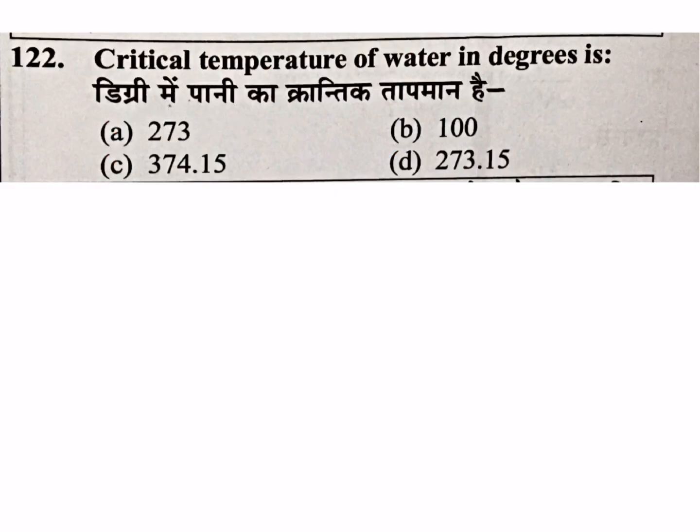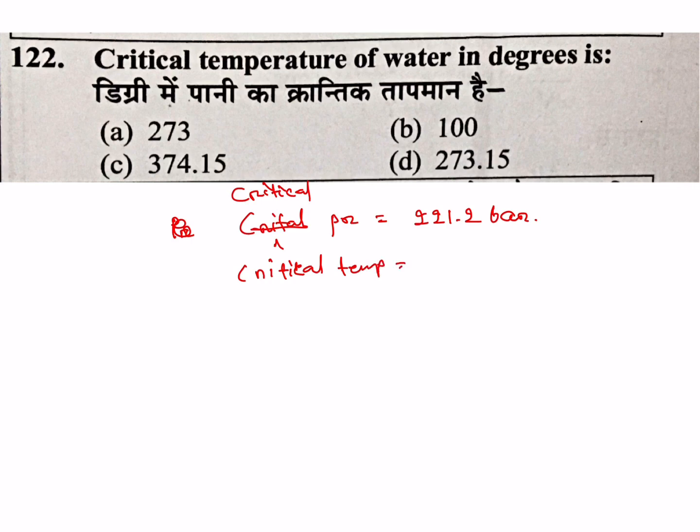Critical temperature of water in degrees is how much? So already discussed. Critical pressure is 221.2 bar. Critical temperature is 374.15 degrees Celsius. From the options, in degrees, yes, C is your correct answer.